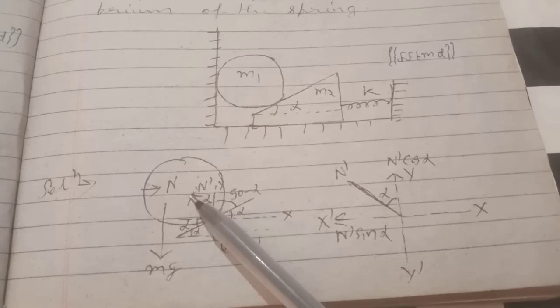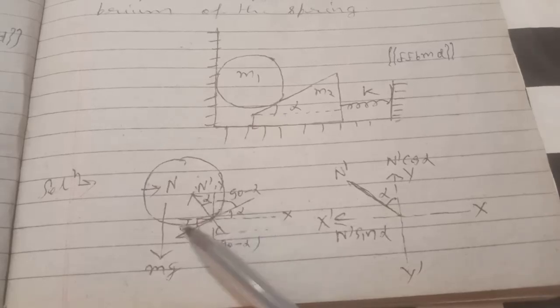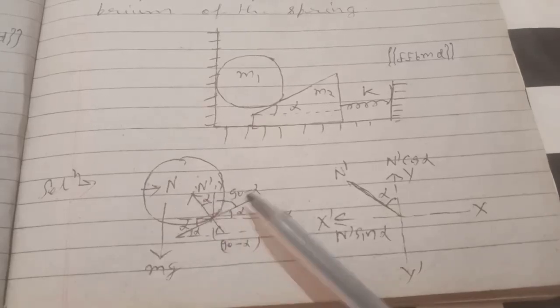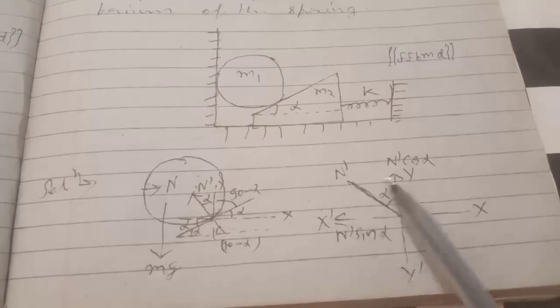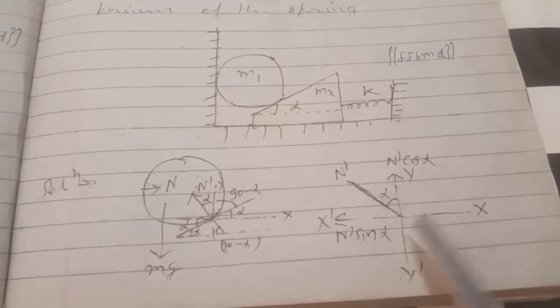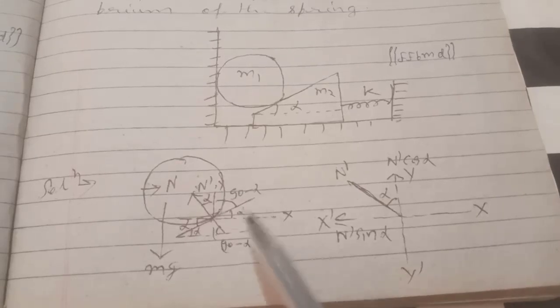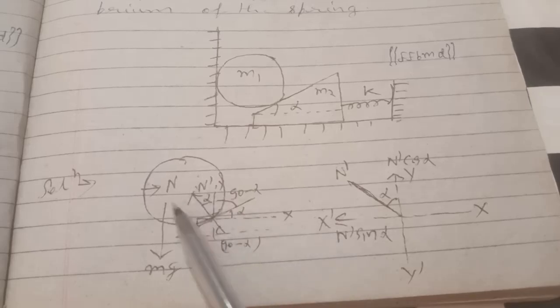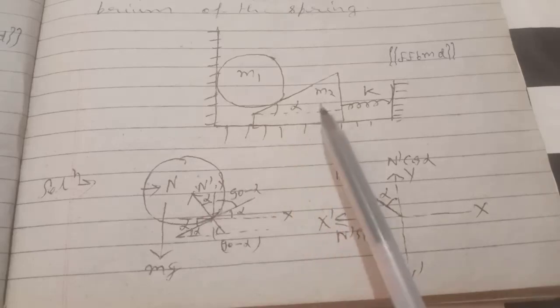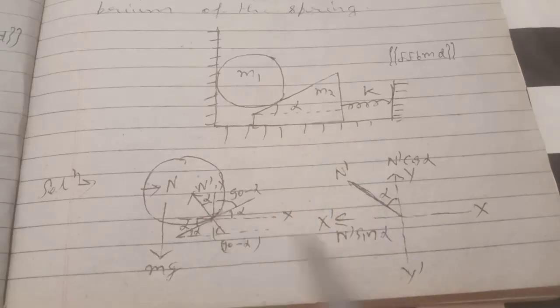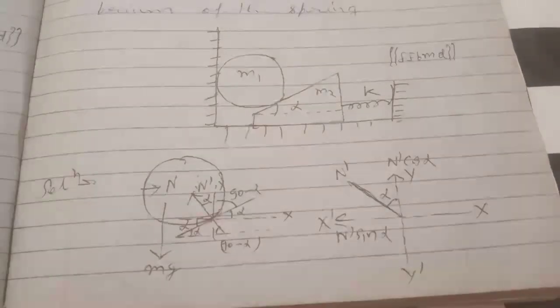So there will be two components, one in this direction, and because alpha is known, we can calculate. Here it is shown N dash: N dash cos alpha will be in this direction, and N dash sin alpha will be in this direction. Now first consider the equilibrium of the first body, then we have to take the equilibrium of this body.